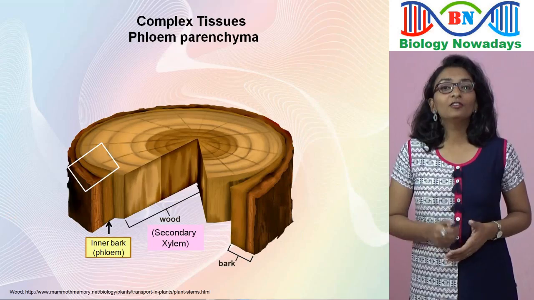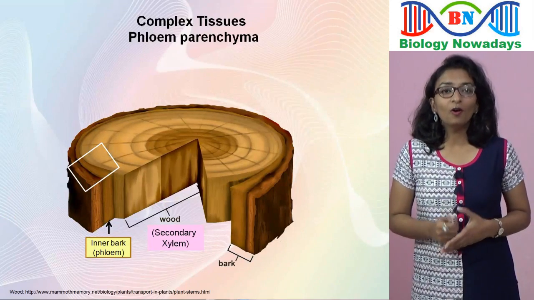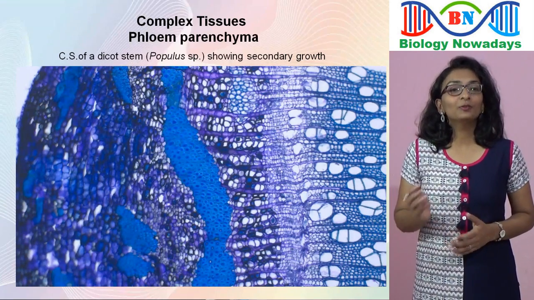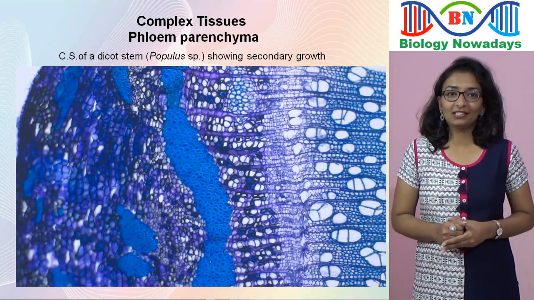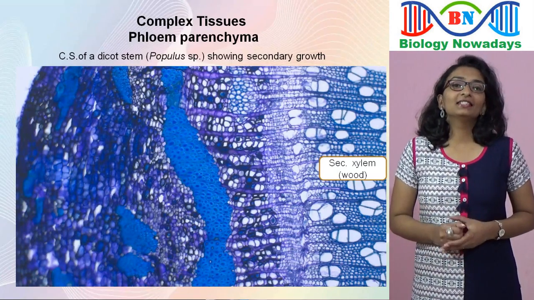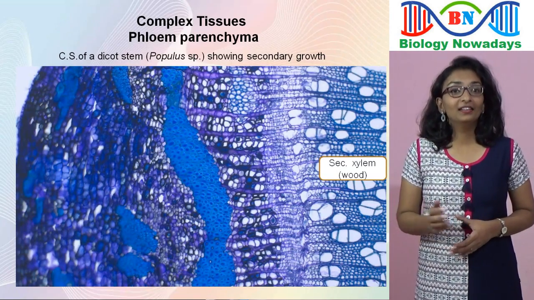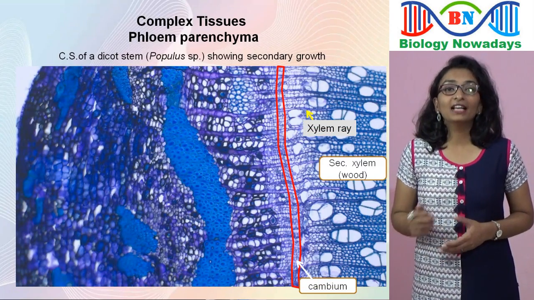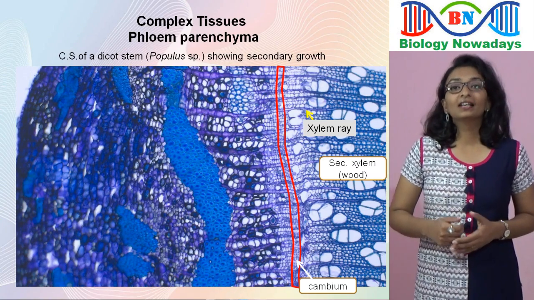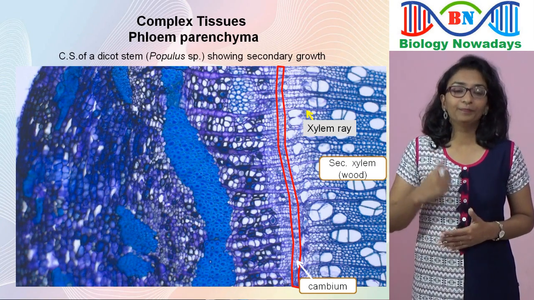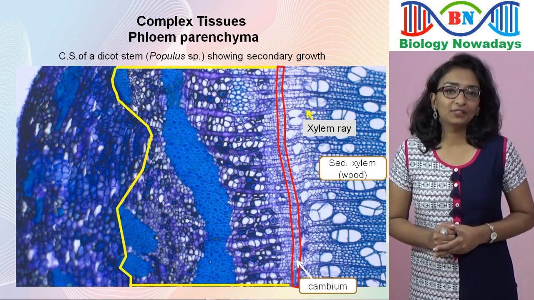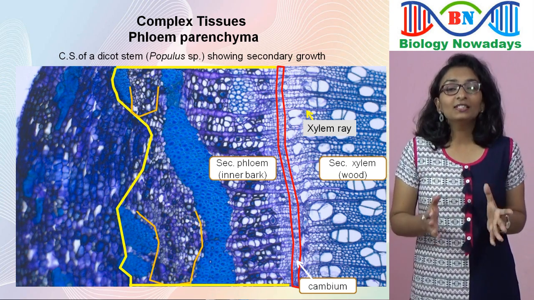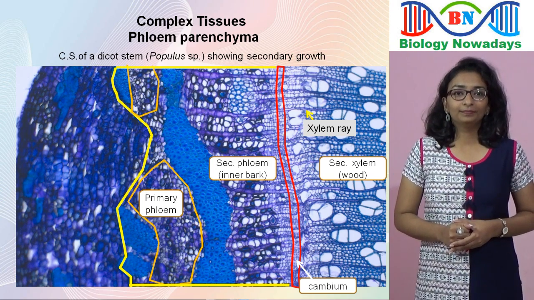Let's analyze a part of this tree stem which shows secondary growth or thickening. The anatomy will look like this. I took this section during my wood anatomical studies. This part is the secondary xylem or wood, and here is a xylem ray. This narrow region contains the vascular cambium, which produces secondary xylem and secondary phloem. And this is the phloem region. Secondary phloem lies here. And these groups of cells are the primary phloem cells.